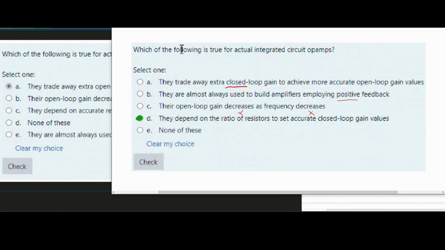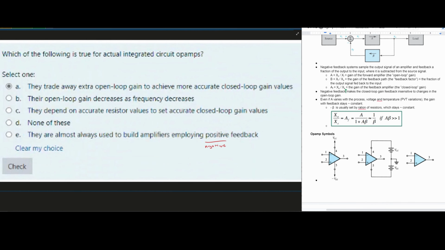The reason it was true for that one and not for the current one is because when we calculate gain, it's a ratio of our resistors. Now, the accuracy of our resistors is not what determines the actual gain values. It is the ratio. The accuracy can be whatever we like. It will affect our gain, but the gain itself is not dependent on it. So the fact that it depends on the accurate resistor values means that it is false.